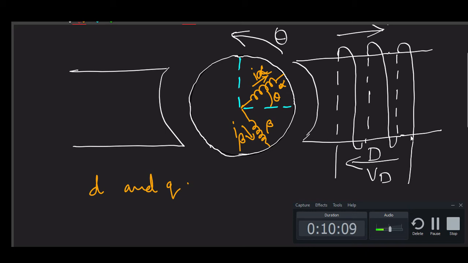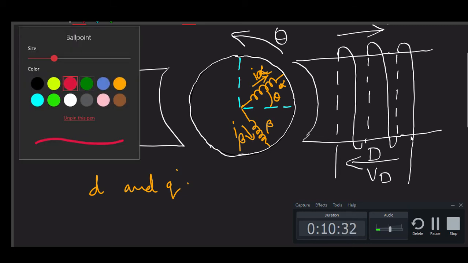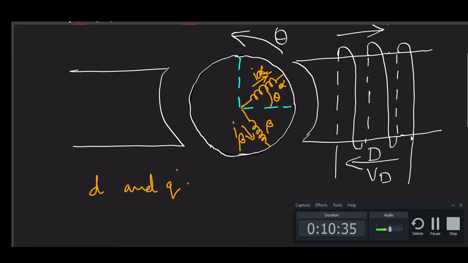One thing we can do is that we can consider the d axis. This small d axis is collinear with our capital D winding, and q is in quadrature with our capital D winding. That means we are assuming that we are having a virtual D shown by this red color and Q in this way.